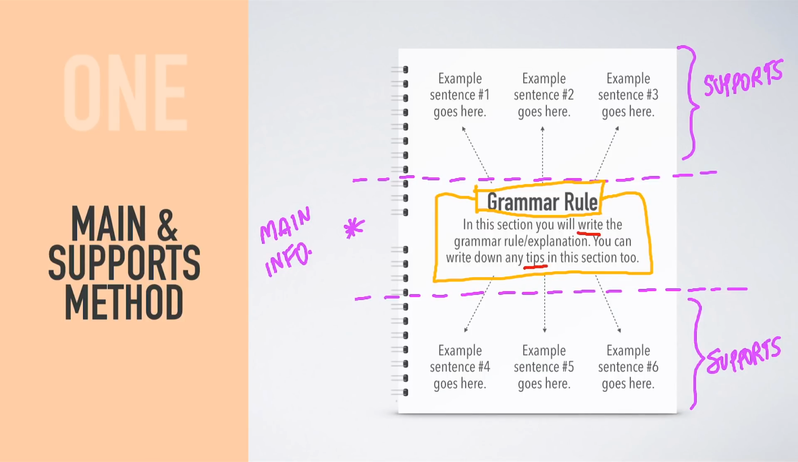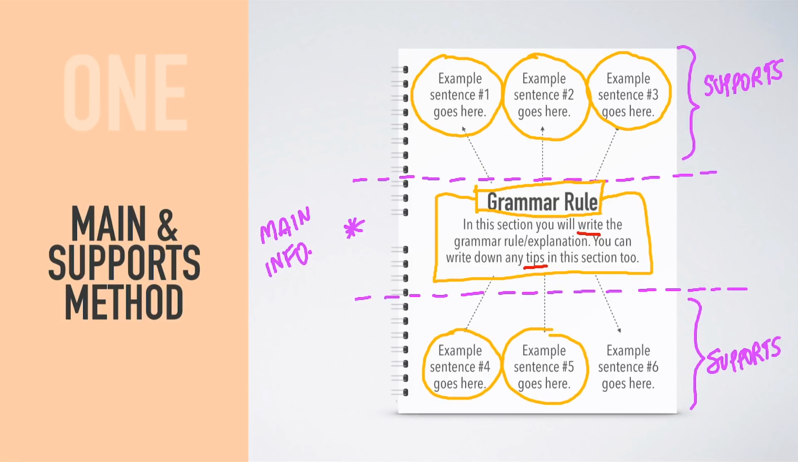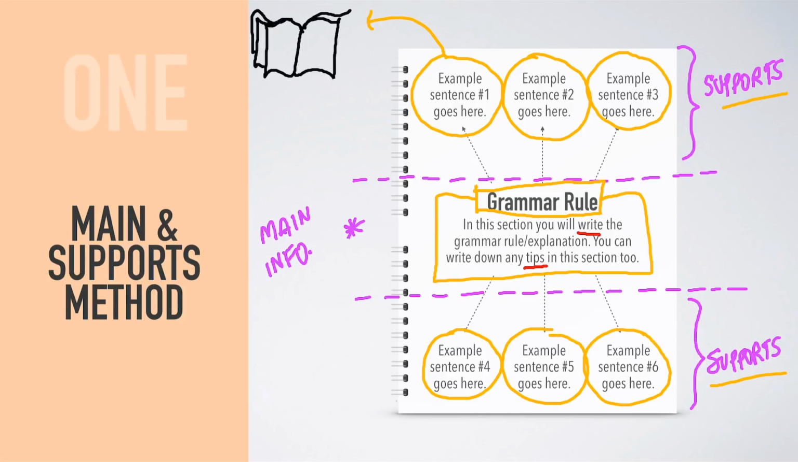The next thing you're going to do is actually find 6 different example sentences regarding the grammar rule, or in other words, supports. So you're going to find 6 sentences that give an example of how to use the grammar rule. Now let's pause really quickly. These sentences can come from a book, or they can also come from a teacher. It all depends on how you are studying English.